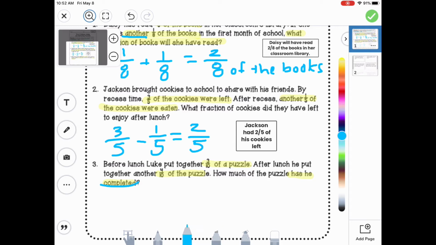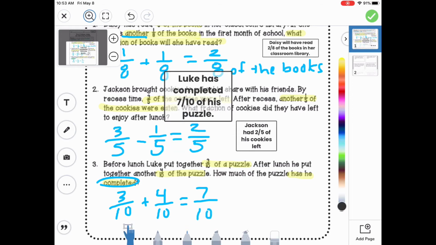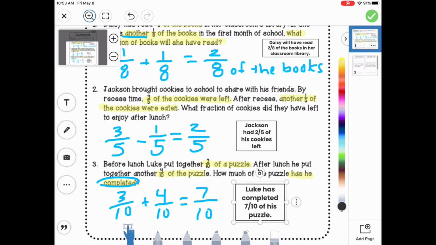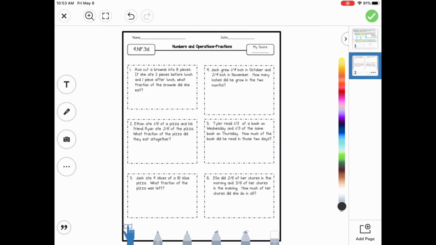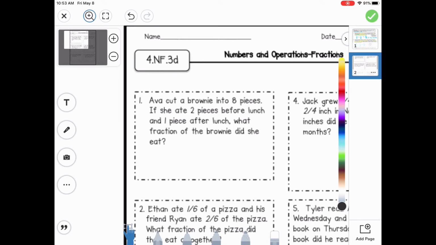That word completed tells me I need to find the total of how much he's done. So I'm going to add 3/10 plus 4/10, and that'll equal 7/10. So for my answer, I wrote, Luke has completed 7/10 of his puzzle. On to the second page, we have a few more word problems. All right, question 1 says, Ava cut a brownie into 8 pieces. If she ate 2 pieces before lunch and 1 piece after lunch, what fraction of the brownie did she eat?